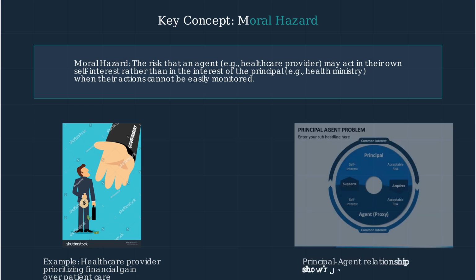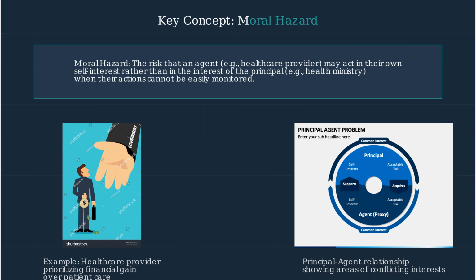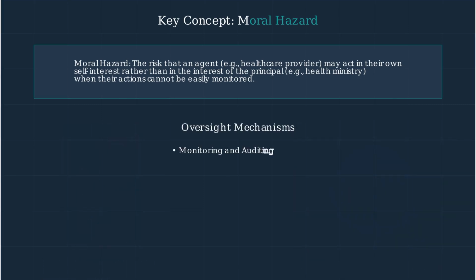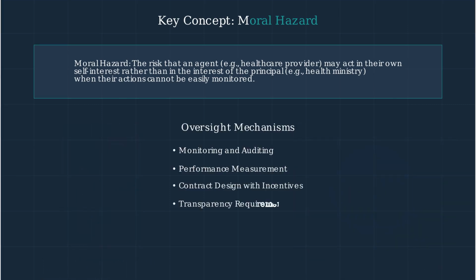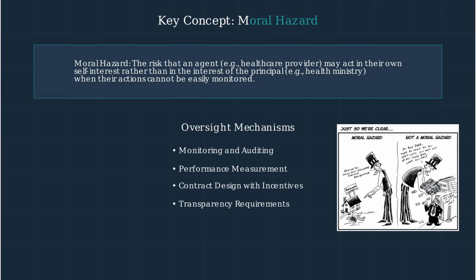This conflict arises because the principal and agent have different interests and goals. The agent possesses more information about their actions than the principal can observe, creating an opportunity for self-interested behavior. To prevent moral hazard, principals implement various oversight mechanisms. These include regular monitoring and auditing of agent activities, measuring performance against predetermined metrics, designing contracts with aligned incentives, and requiring transparency in decision-making processes.